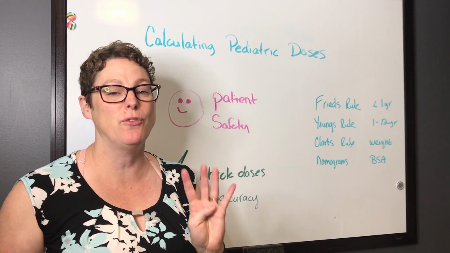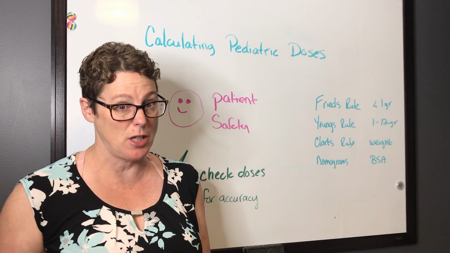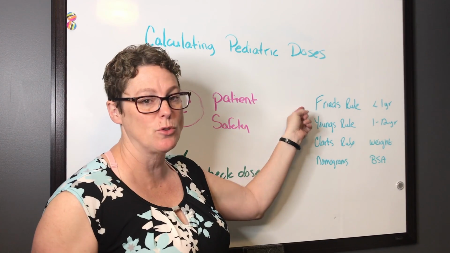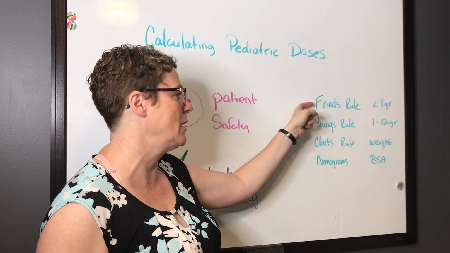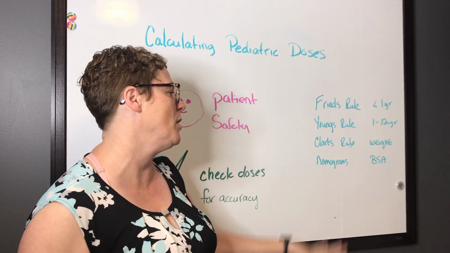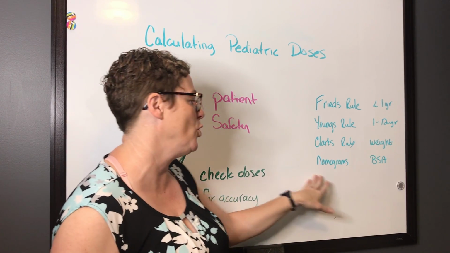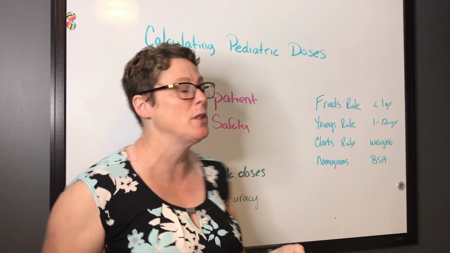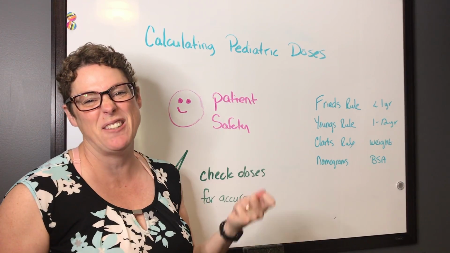So we have covered 4 different ways to make sure that your child's dose is calculated correctly. We've gone over Fried's rule. Remember, those less than a year are done in months. Young's rule, 1 to 12 years. Clark's rule is weight-based, and then the nomogram is body surface area. So we have a variety of tools we can use to make sure our patients get safe care.